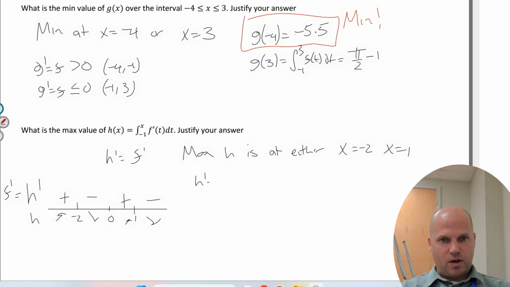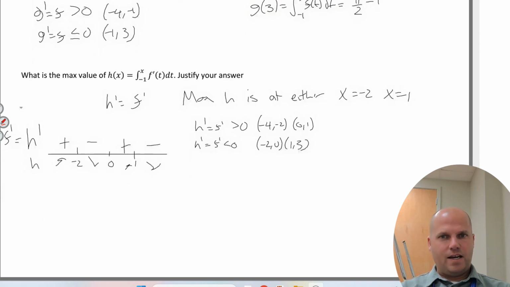And I do have to say h prime, which equals f prime, is positive from negative 4 to negative 2 and from 0 to 1. And h prime, which equals f prime, is negative from negative 2 to 0 and from 1 to 3. Great. Now I need to compare the values of my candidates.